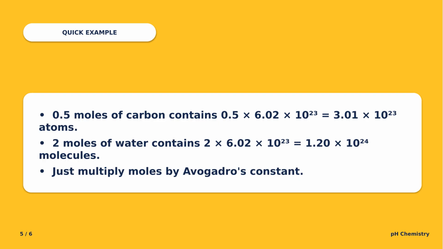Quick example. 0.5 moles of carbon contains 0.5 times 6.02 times 10 to the 23 equals 3.01 times 10 to the 23 atoms. 2 moles of water contains 2 times 6.02 times 10 to the 23, which equals 1.20 times 10 to the 24 molecules. Just multiply moles by Avogadro's constant.